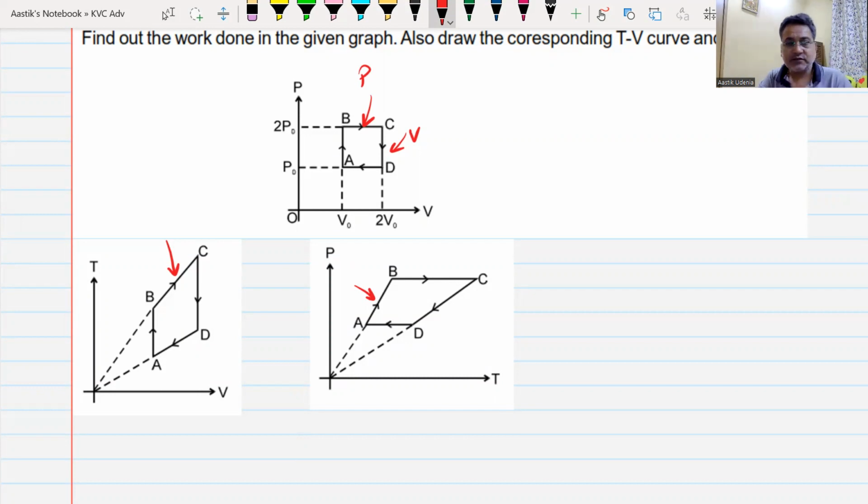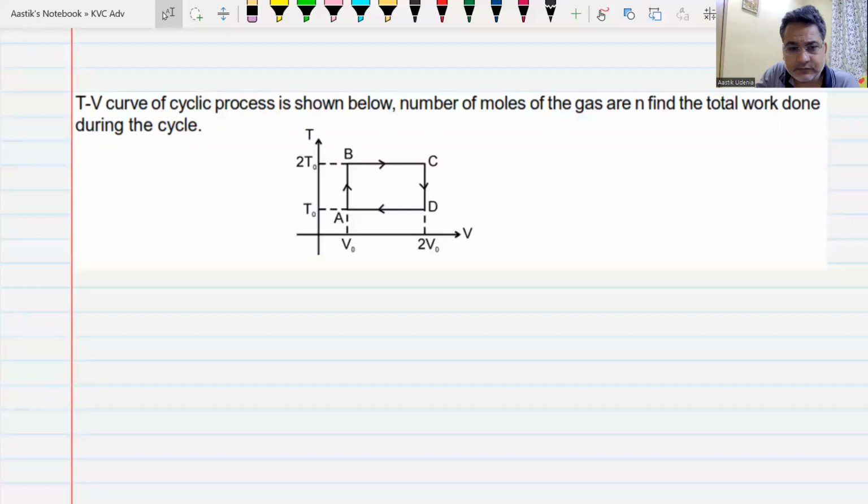I'll give you 2 minutes to draw this and understand it. Let me know once you're done. And let us move on to the next question.